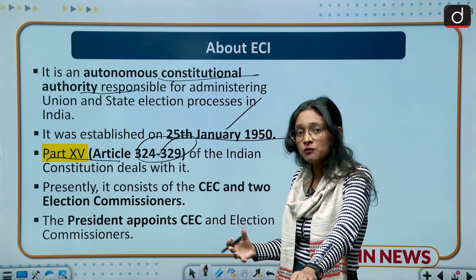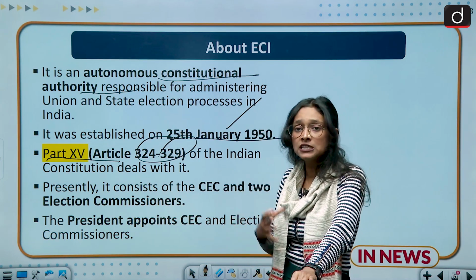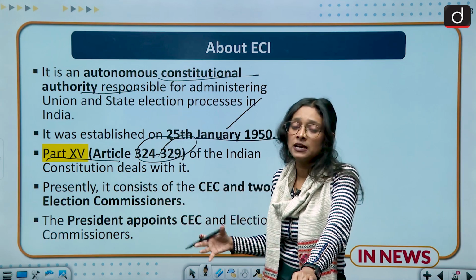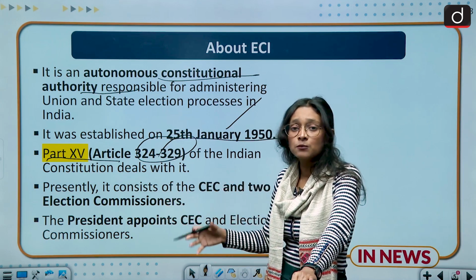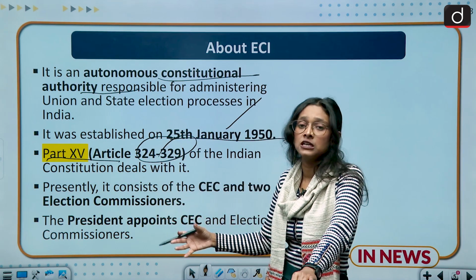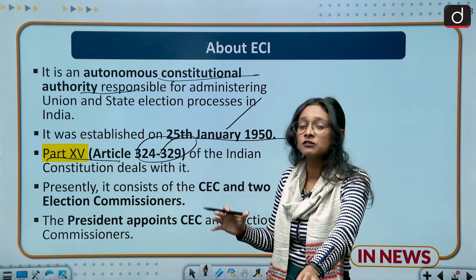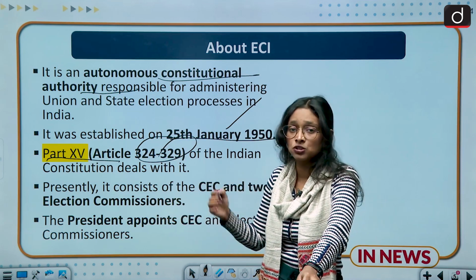So here you have to be very careful that it only deals with the state legislative assemblies and the Lok Sabha election. It does not deal with Gram Sabha elections or local Panchayat elections. Those are dealt with by the State Election Commission. So there is a basic difference between the Election Commission of India and the State Election Commission.